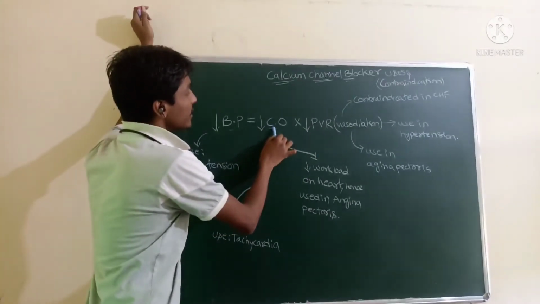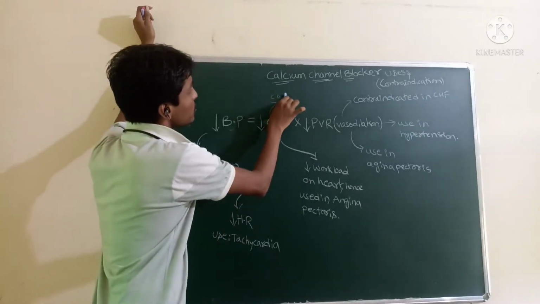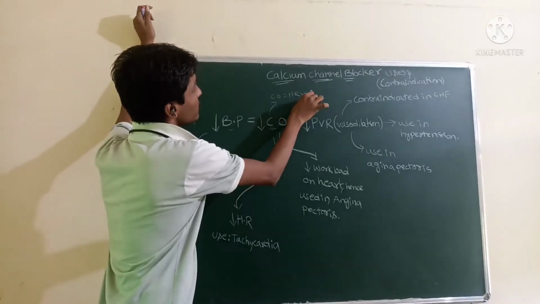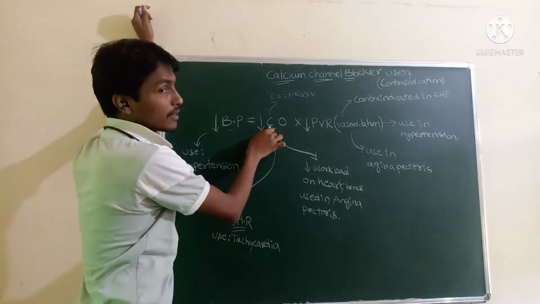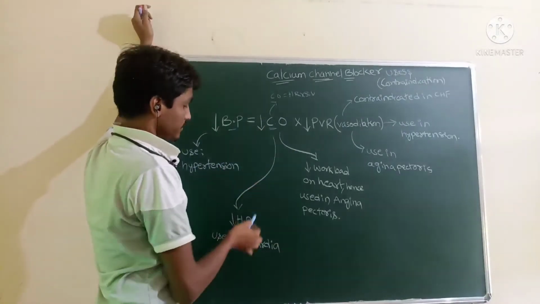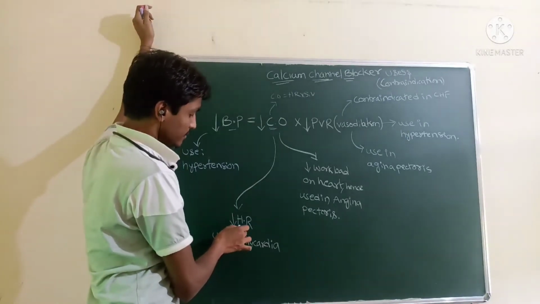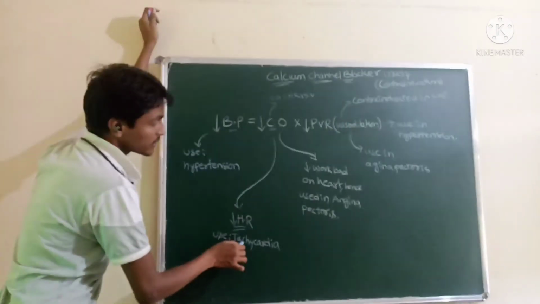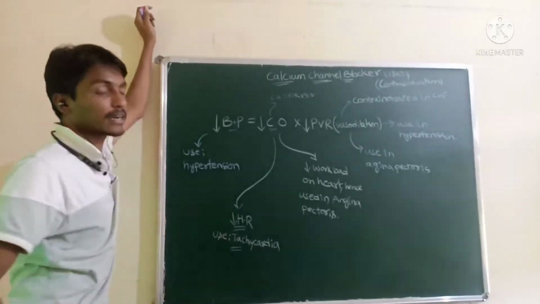Cardiac output is equal to heart rate into stroke volume. Whenever the heart rate reduces, cardiac output reduces. Whenever the cardiac output reduces, blood pressure gets reduced. Now, calcium channel blockers reduce the heart rate, so we can use them in the treatment of tachycardia.